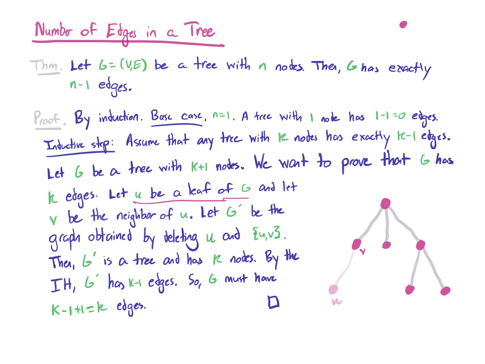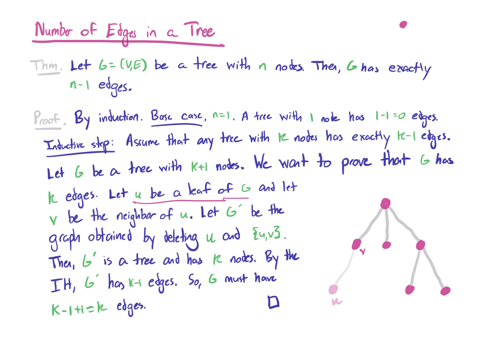Hey, guess what? It's a tree. How do I know it's a tree? It's because I deleted a node U that's a leaf. Deleting a leaf doesn't destroy any paths between other pairs of nodes. It doesn't disconnect the graph, and it definitely didn't add any paths. So my result is still a tree. So I'm going to call this G prime.